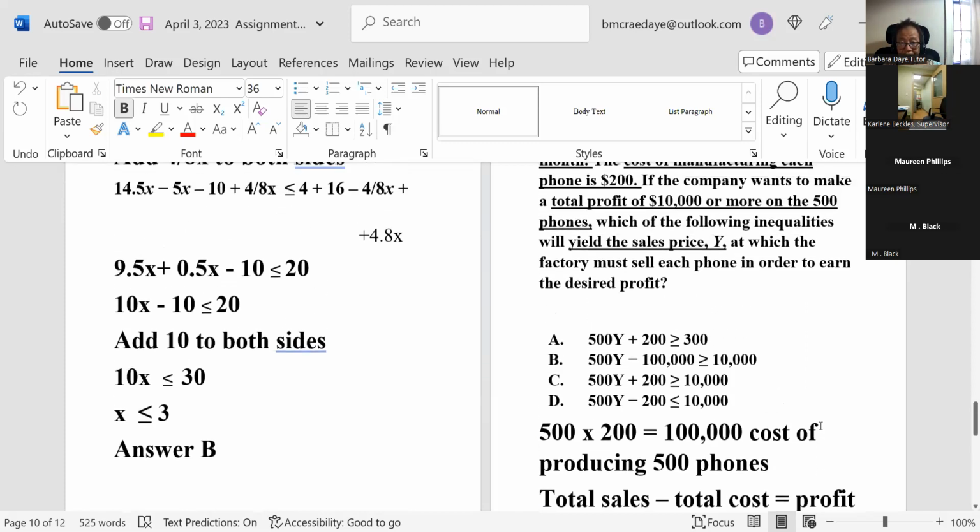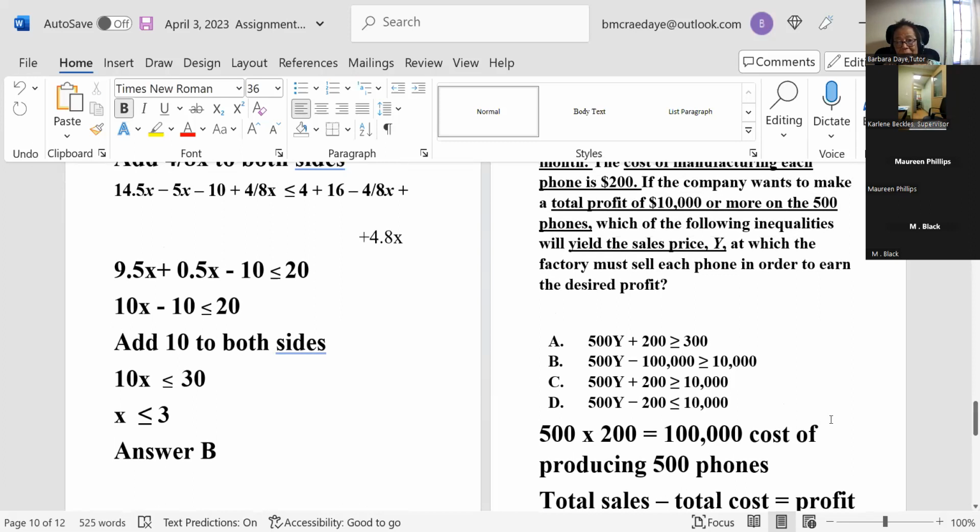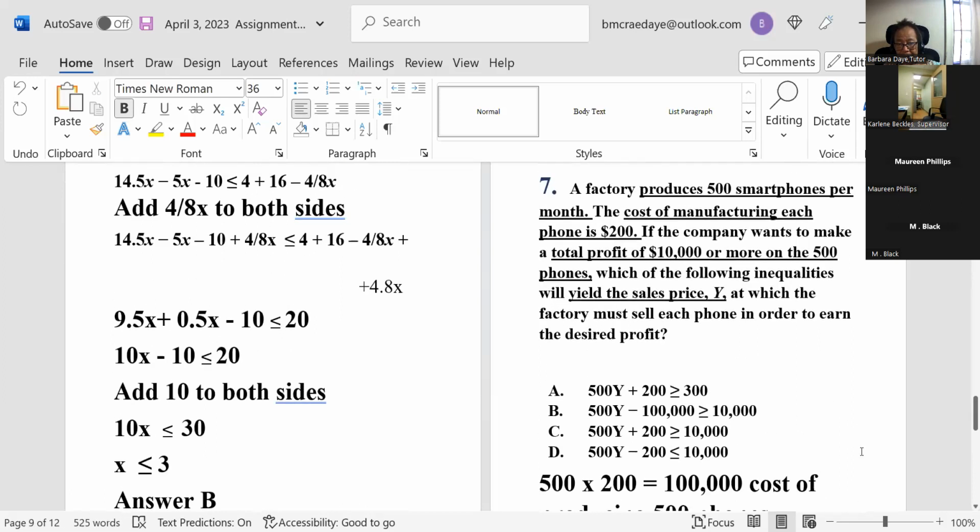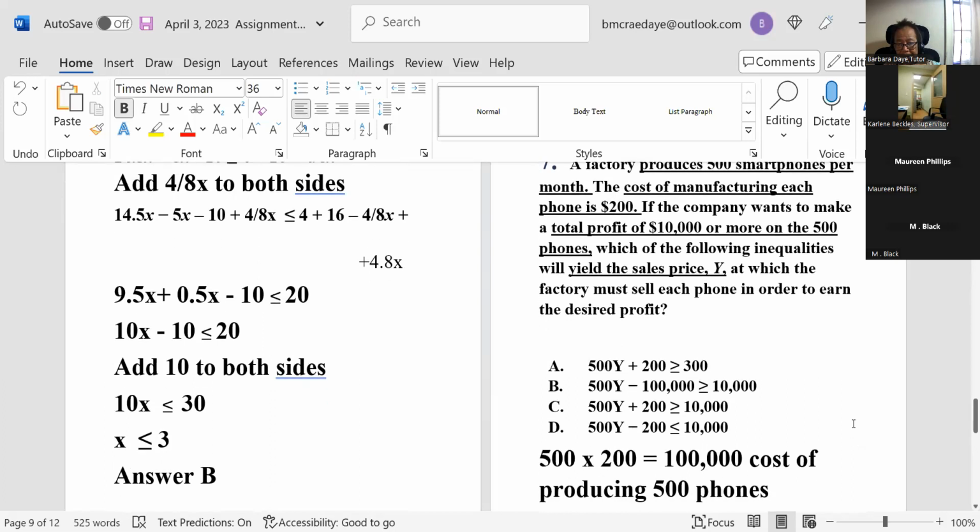Now the total sales would be how much they would make on the 500 phones. So what would that be, Maureen? What would be your total sales in terms of what we were given here? Total sales.